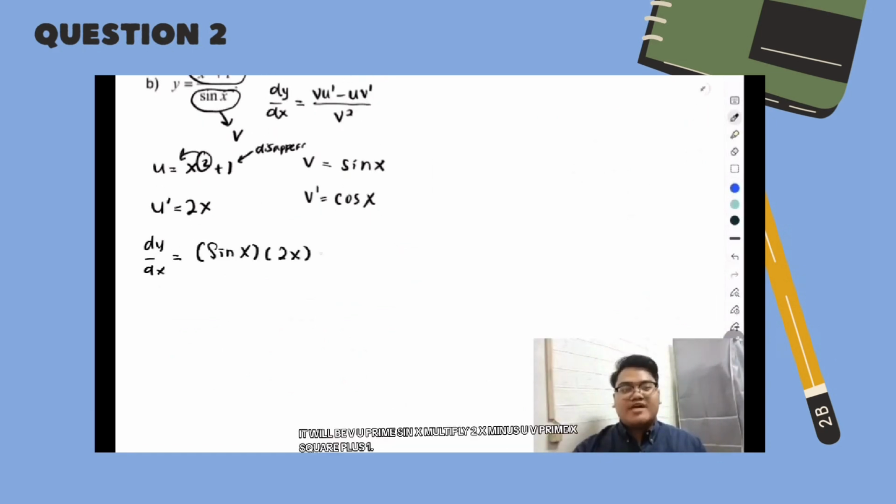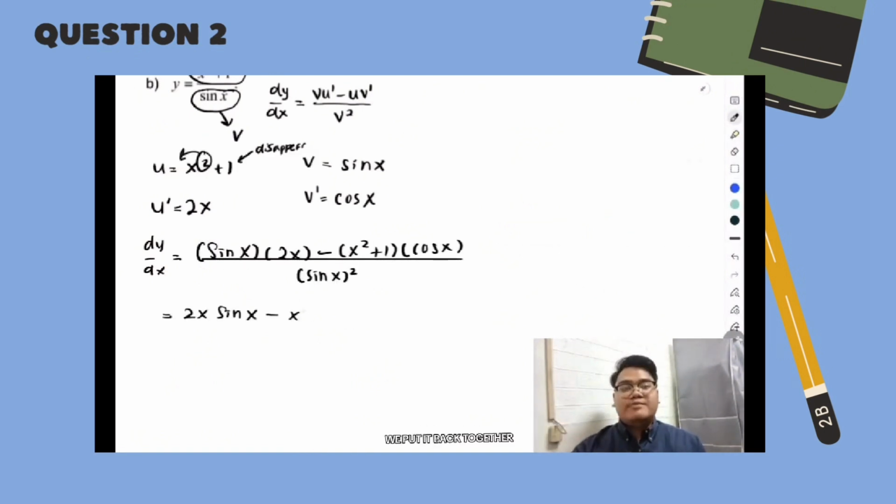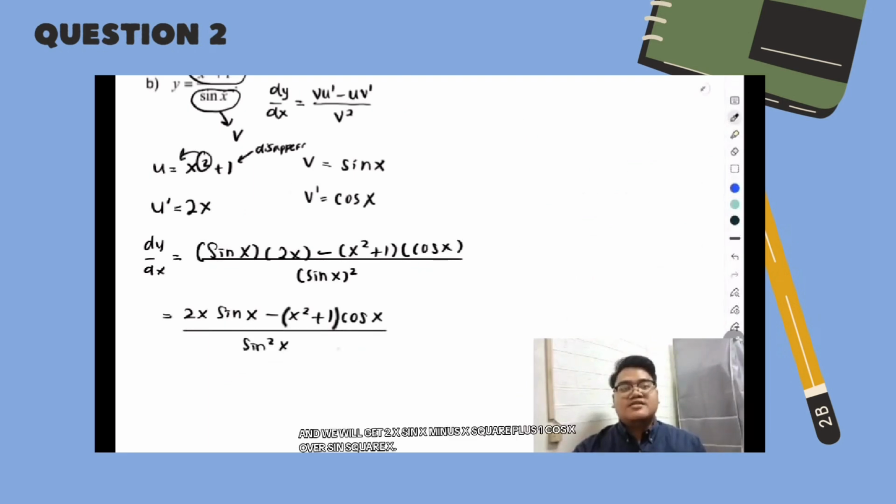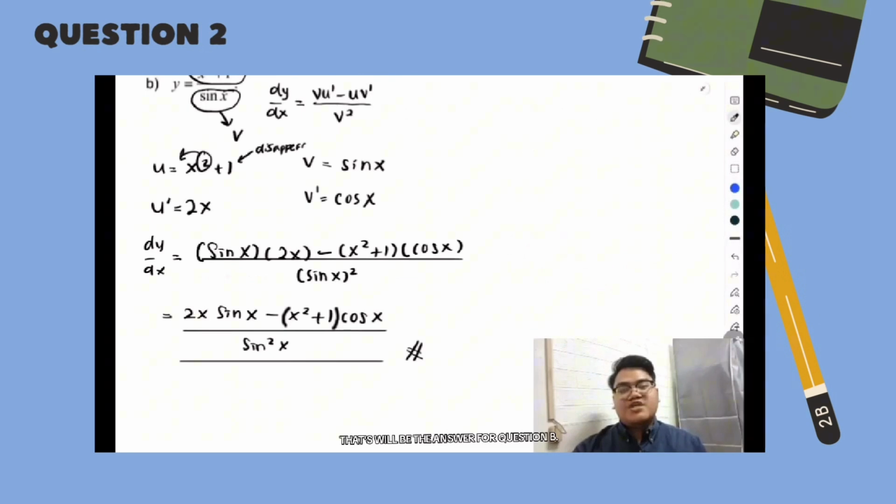It will be vu prime, sine x multiply 2x, minus uv prime, x squared plus 1 multiply cos x, over in brackets sine x to the power of 2. We put it back together and we will get 2x sine x minus x squared plus 1 cos x over sine squared x. That will be the answer for question B.